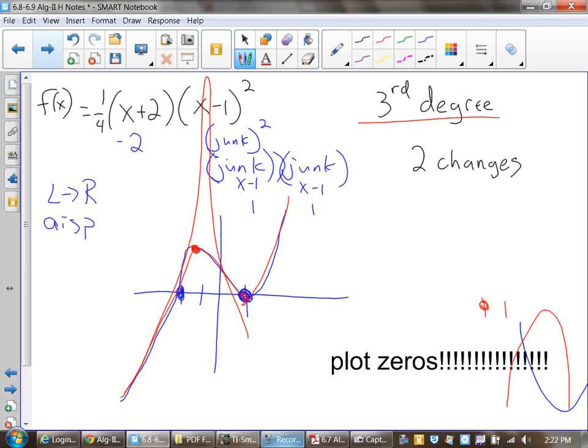Wait, so if the a is negative, is it going to be going? Yeah, for the third degree you want to be going the other direction, change and go like that. Oh yeah. All right?